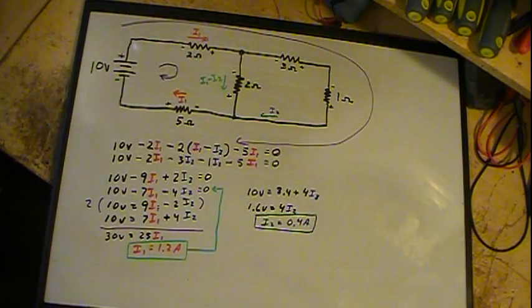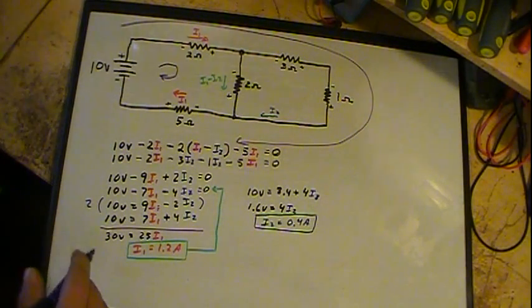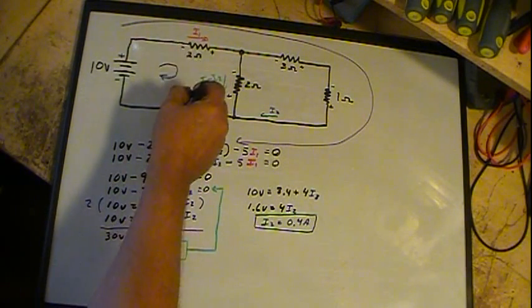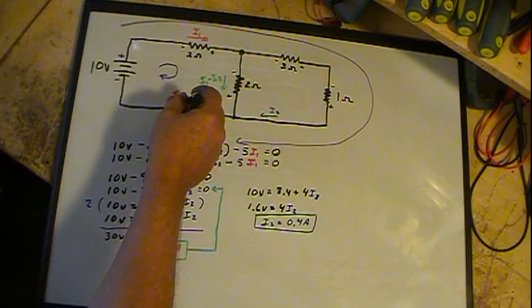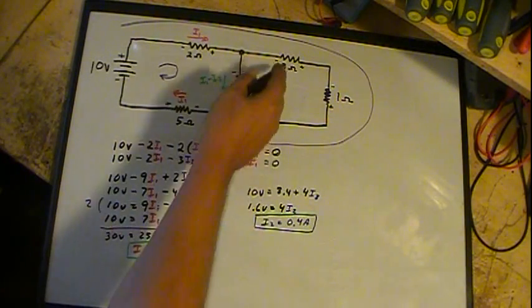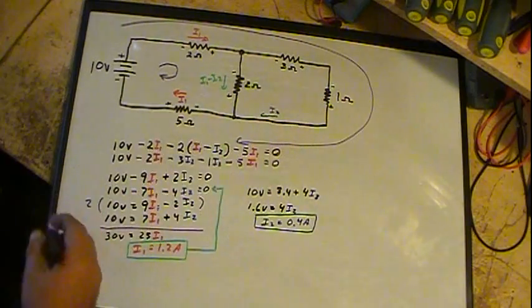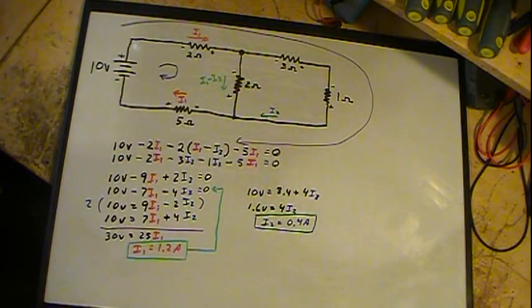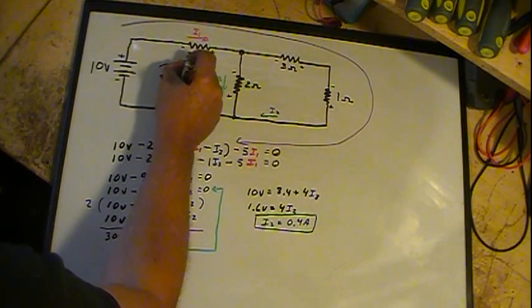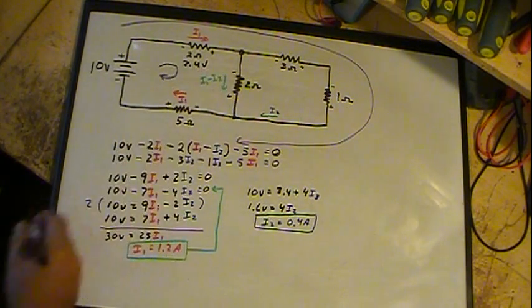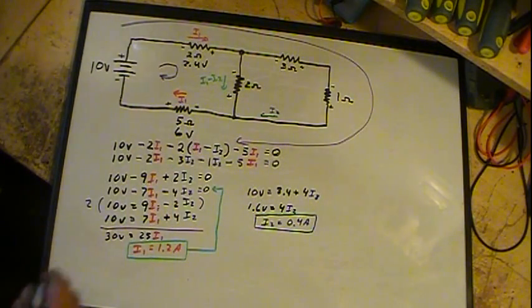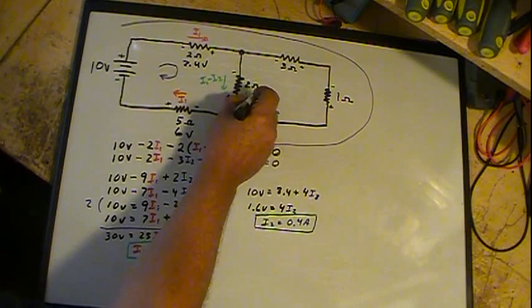Now if you want to check yourself on something like this, then all you got to do is take this current and multiply it times the resistance that it goes with, and take this current times the resistance that it goes with, and the center one, subtract the two currents and times that resistance, and you get your voltage drops. Well, this is 2.4 volts. This one's 6 volts. This is 1.6 volts.